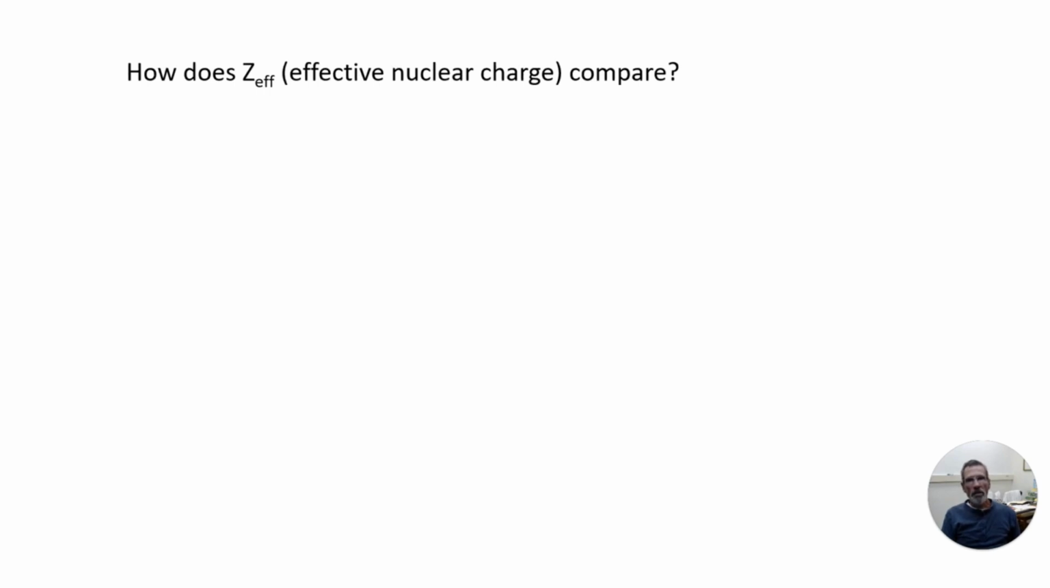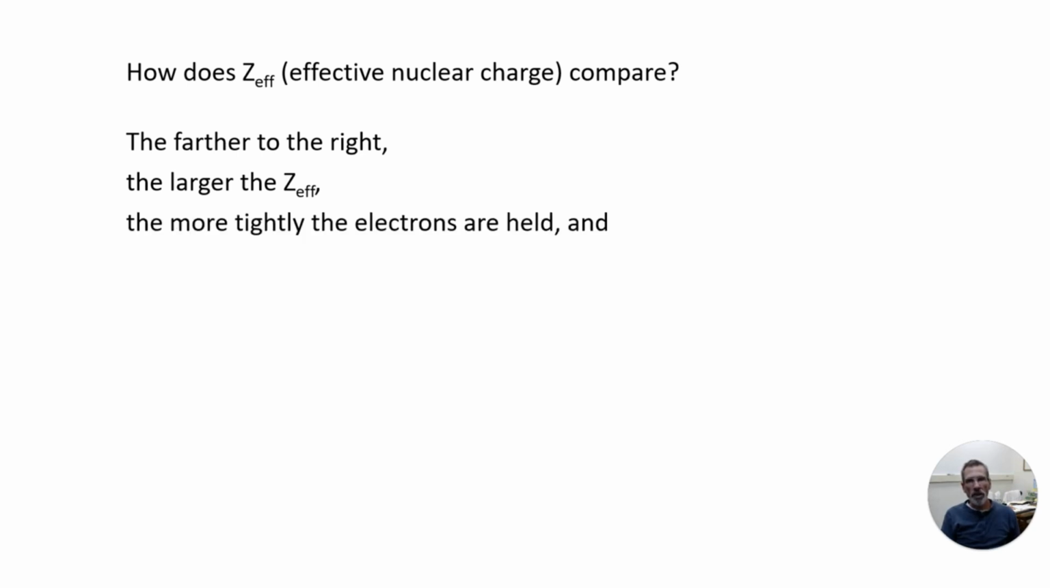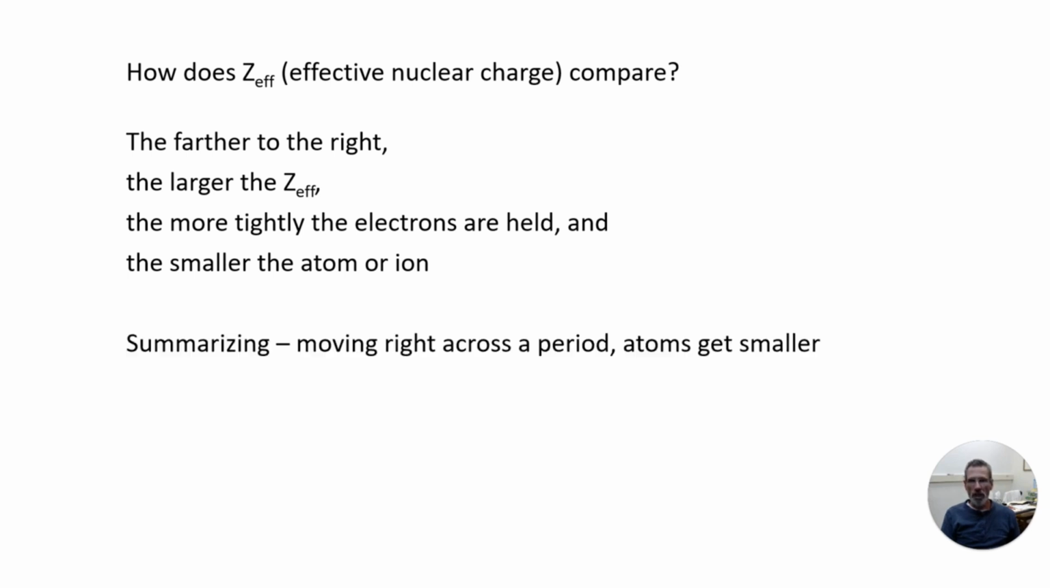How does the effective nuclear charge then affect size? Well, we saw from class that as we move across to the right in a period, that's a row in the periodic table, the effective nuclear charge increases. The increasing effective nuclear charge then holds the electrons in more tightly, and that makes the atom or the ion that we're considering smaller. So farther over to the right means smaller atoms or ions.